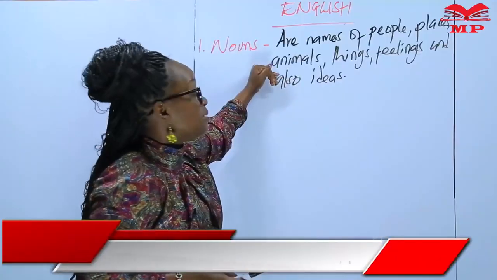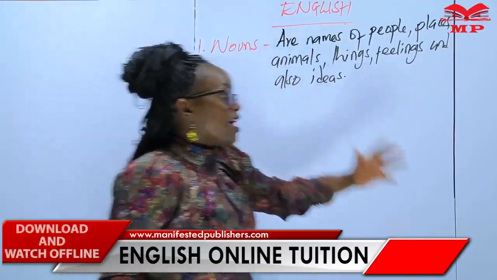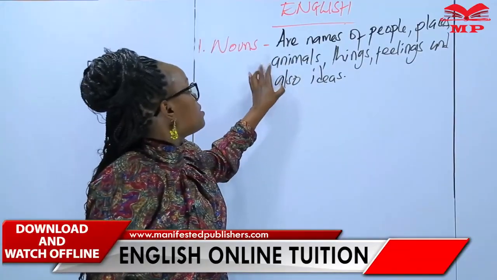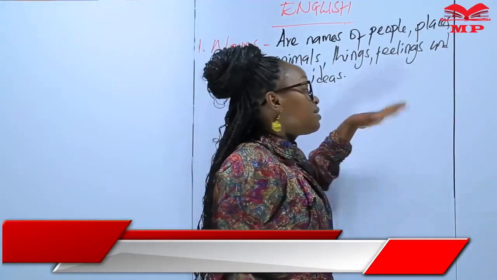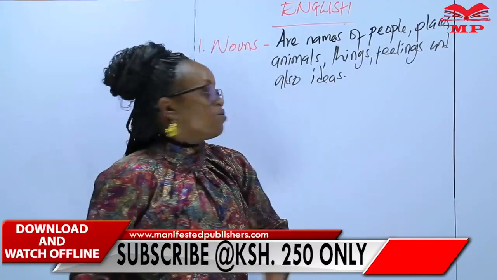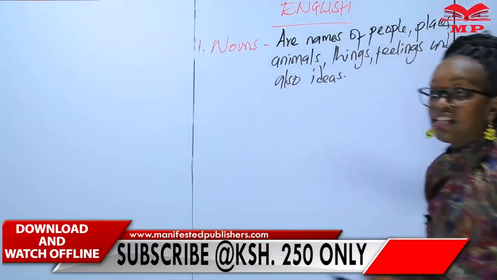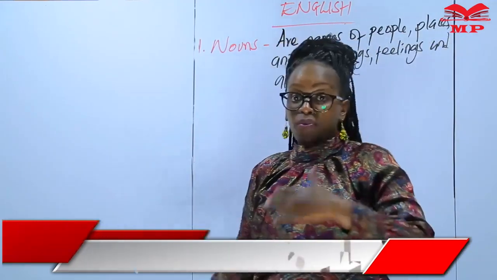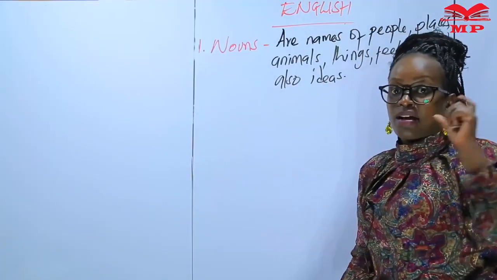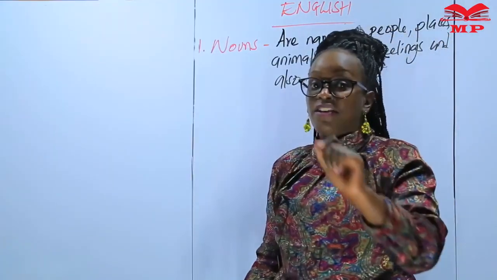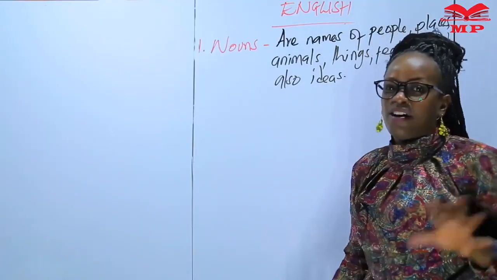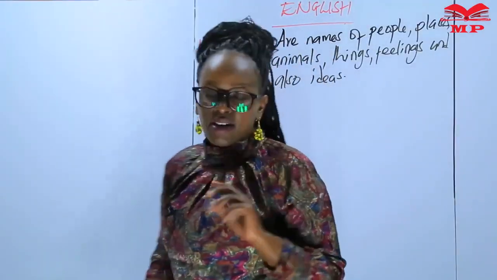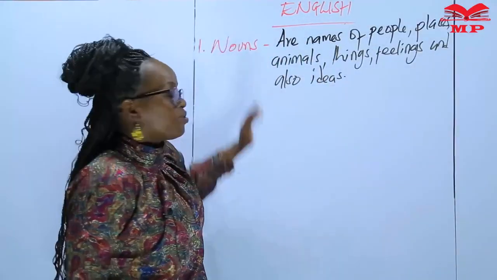We also have animals, like cows and goats. All those animals, their names represent nouns. We have things, like pens, books, and desks. We have feelings, for example, when you say that you're sad, when you say that you love somebody, or when you're angry at somebody. All those are nouns. They are used to express the feelings that you have. So we already have the definition of what a noun is.